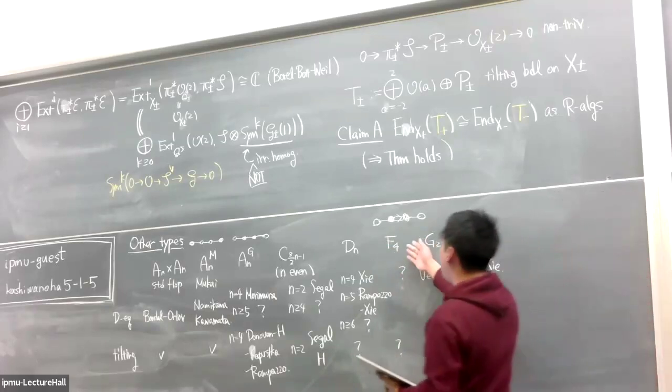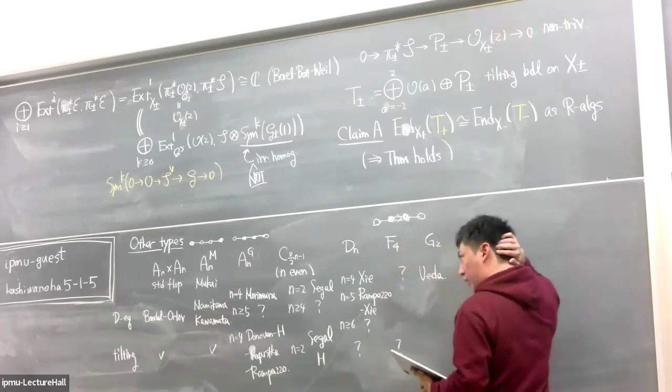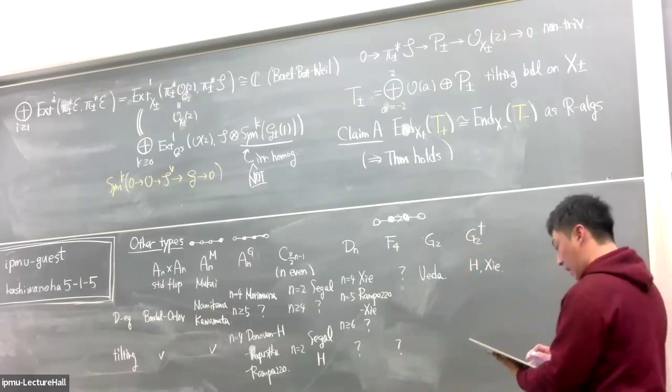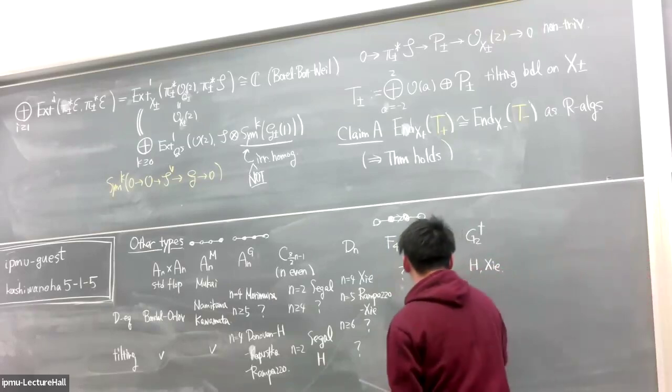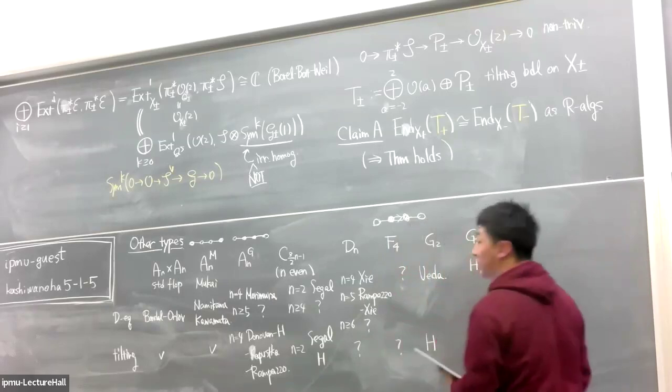So in my feeling, it's quite hard to construct such tilting bundles, and also it's quite hard to construct a tilting bundle for the corresponding variety. And for the G2 case, I constructed a tilting bundle. And of course, today I constructed a tilting bundle of G2 type.